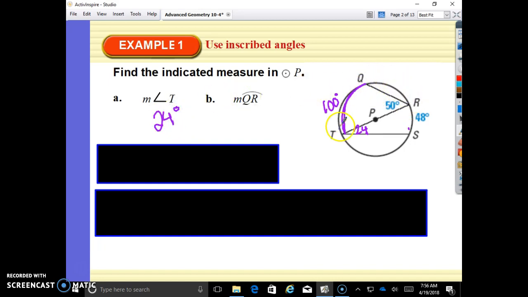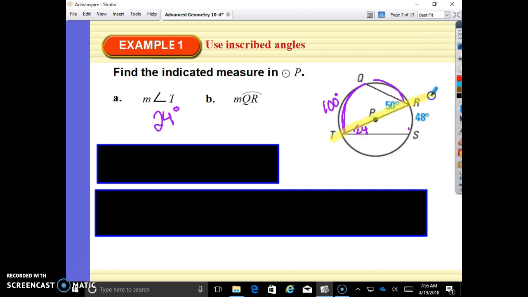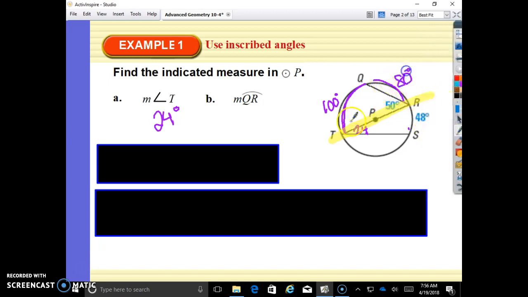QR. Okay, well, if this is 100, then what is QR? Here's my diameter. That's my hint for you guys. It is 80. Good job. It has 180.